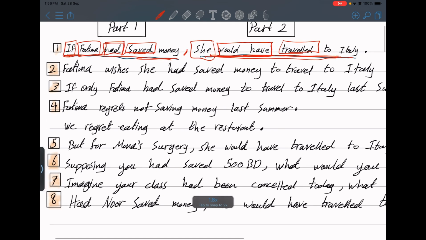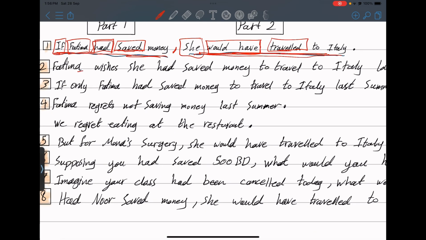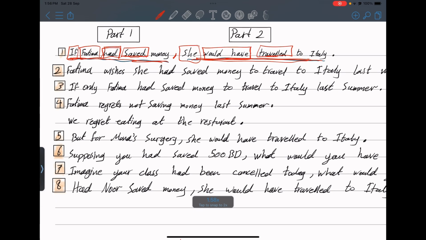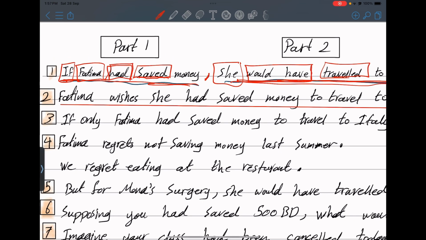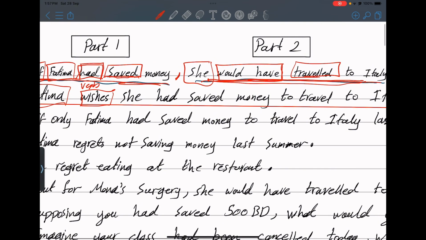The second one, Fatma wish she had saved money to travel to Italy last month. This is different from the first one. Here we have the subject, and here we have the verb wish. This is verb. Then you have had with past participle.